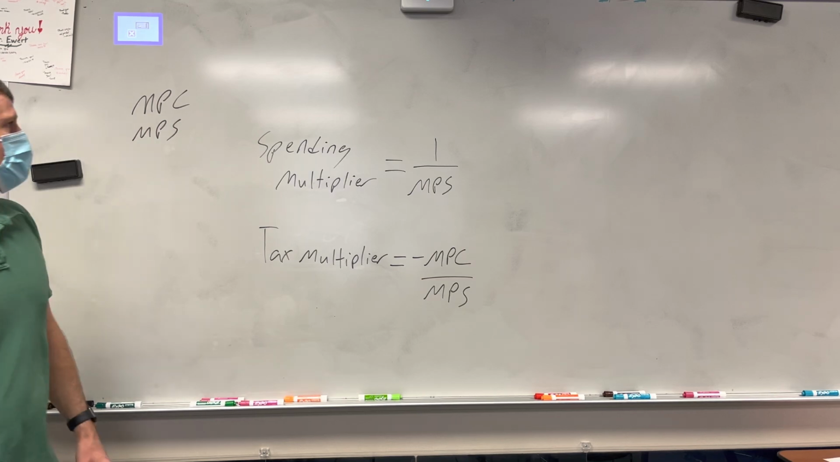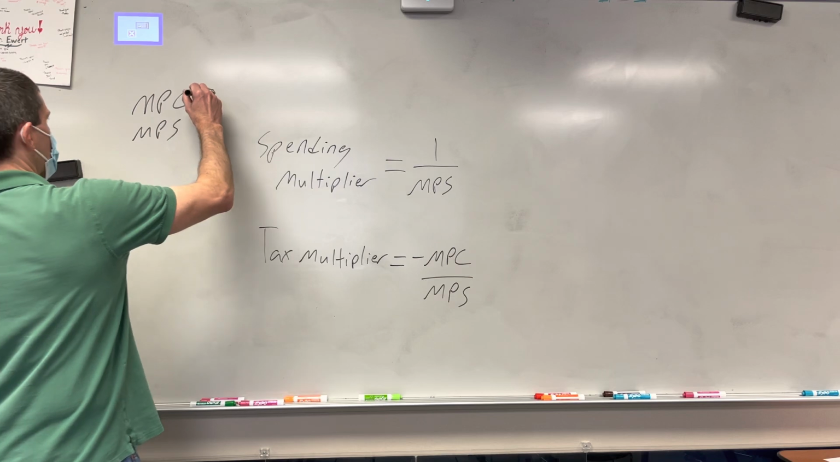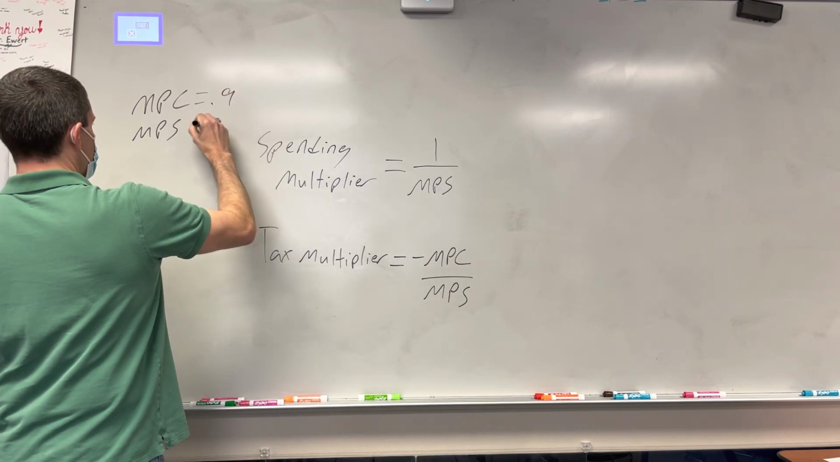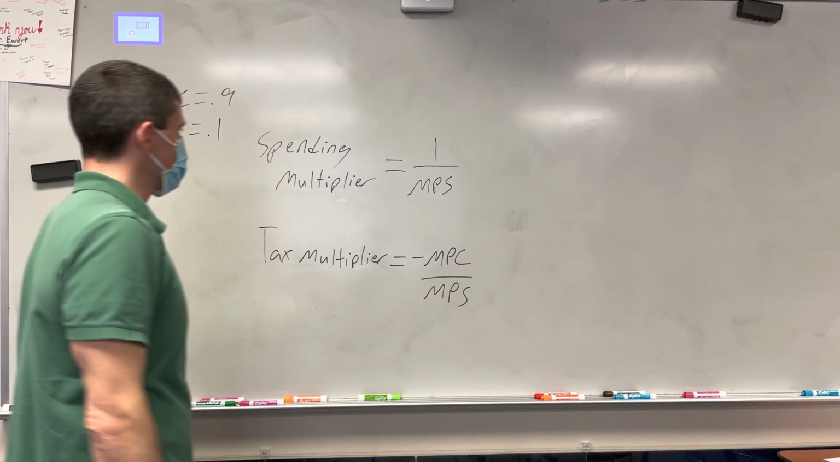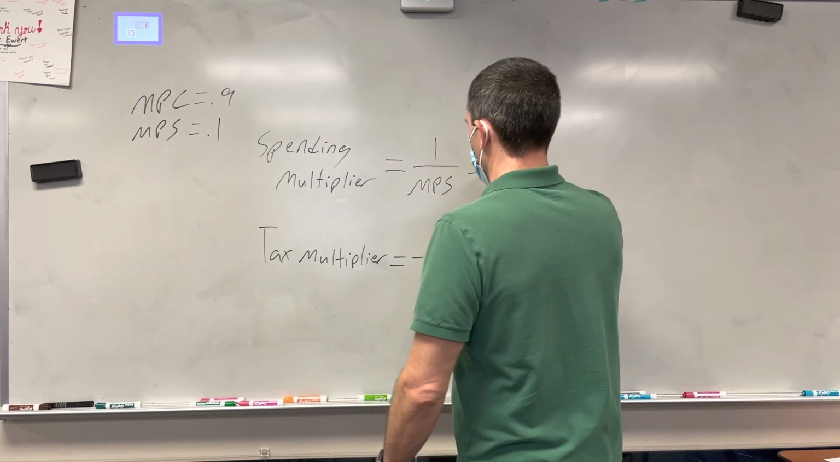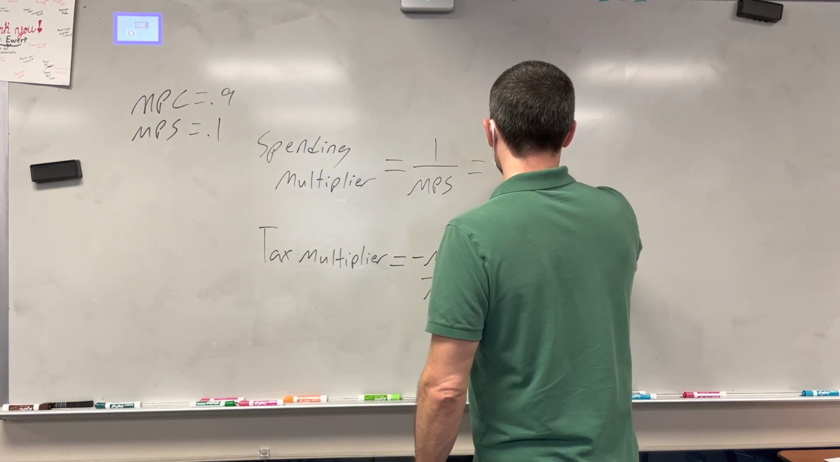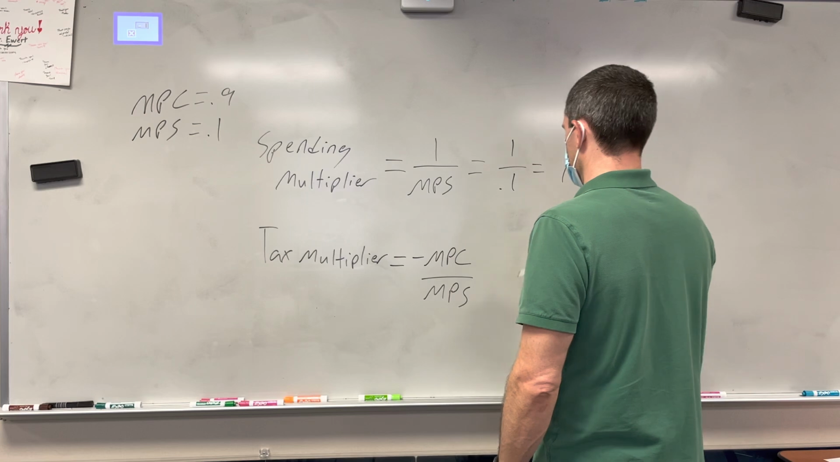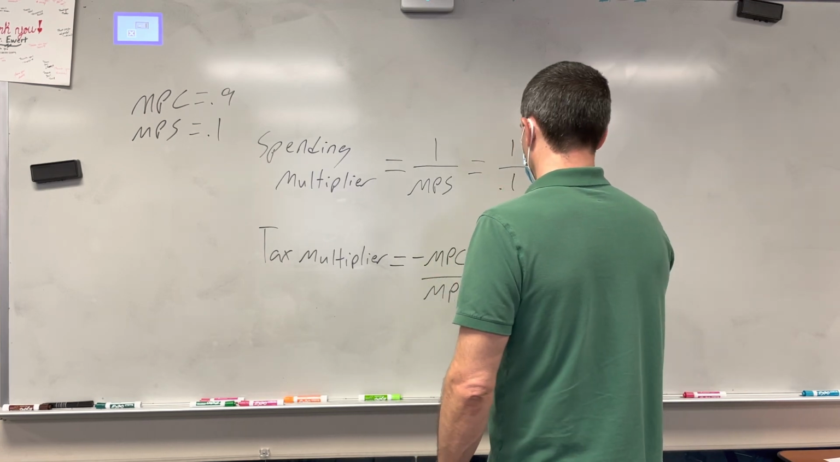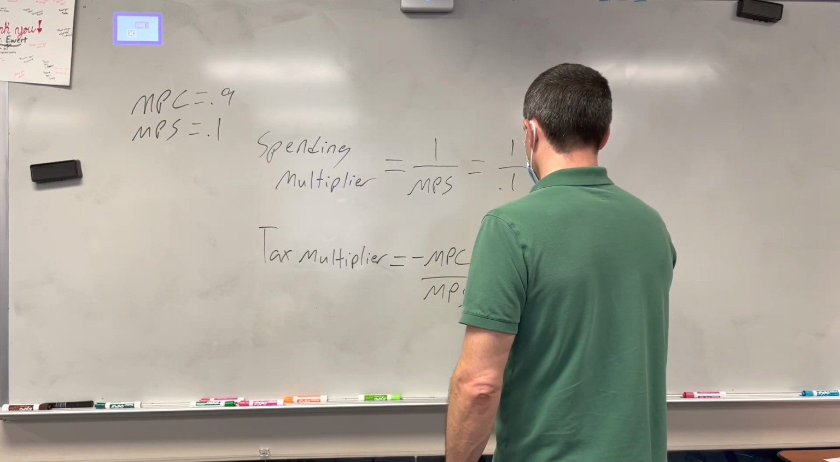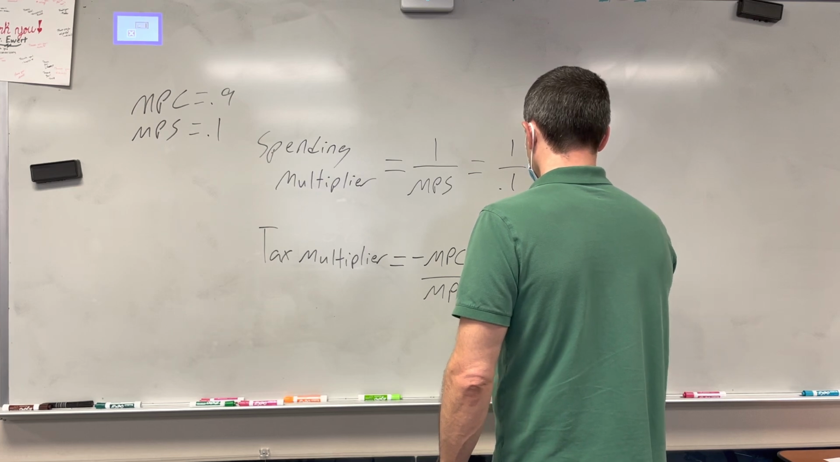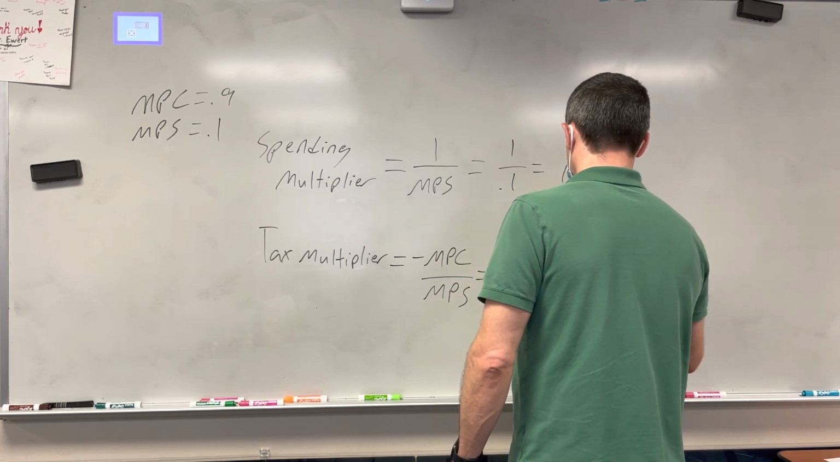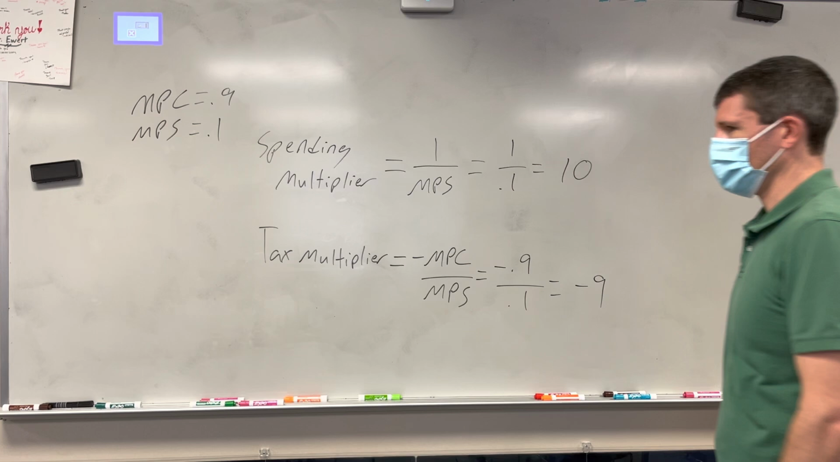So in our scenario here, if the MPC is 0.9 and the MPS is therefore 0.1, the spending multiplier would be 1 over 0.1, which gives you a multiplier of 10. The tax multiplier would be negative 0.9 over 0.1, which gives you a tax multiplier of negative 9.